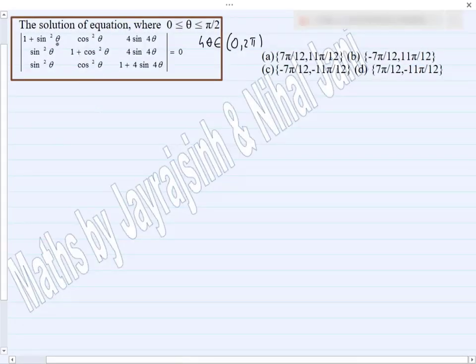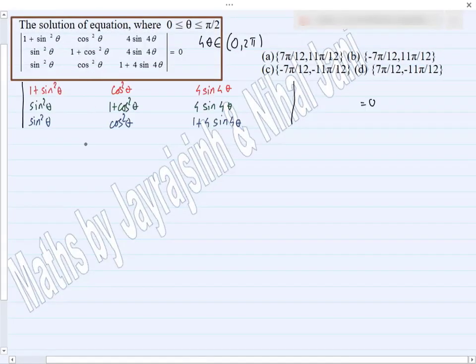In this question, you have to solve this determinant equation where theta belongs to (0, π/4)... also 4 theta belongs to (0, π). To simplify the determinant, we will try to get as many zeros as possible by taking differences between rows.